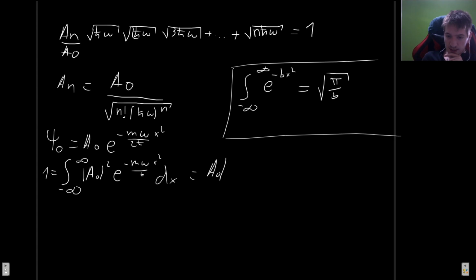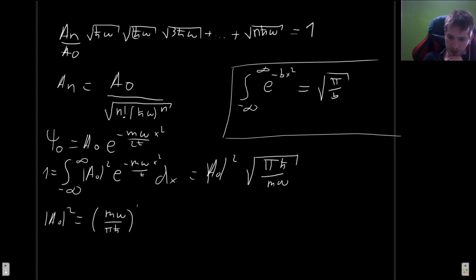So this is going to be a_0 squared times the square root of pi divided by b. But what is b in this case? It's m omega divided by h bar. So the h bar is going to come up here with m omega, since we're dividing by our quantity b. From this we can see that a_0 squared is going to be, if we now divide by this, m omega divided by pi h bar to the 1/2 power, and taking the square root of this, we get that a_0 is just m omega divided by pi h bar to the 1/4 power.